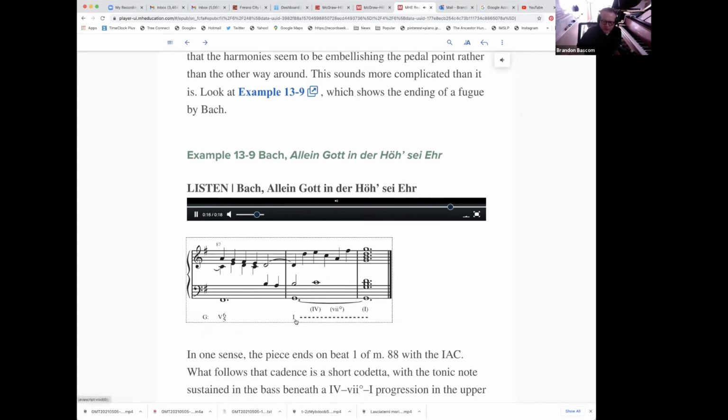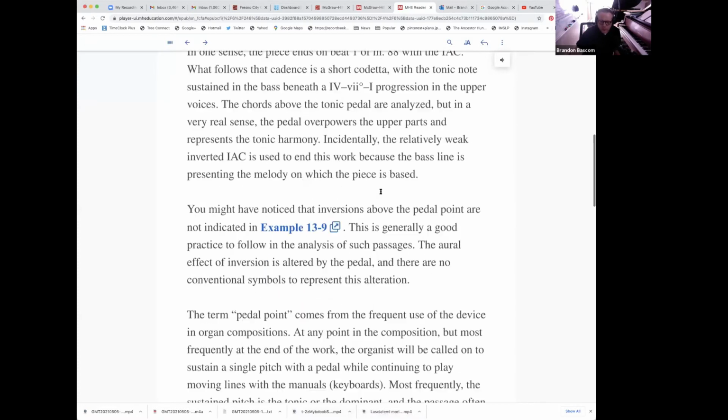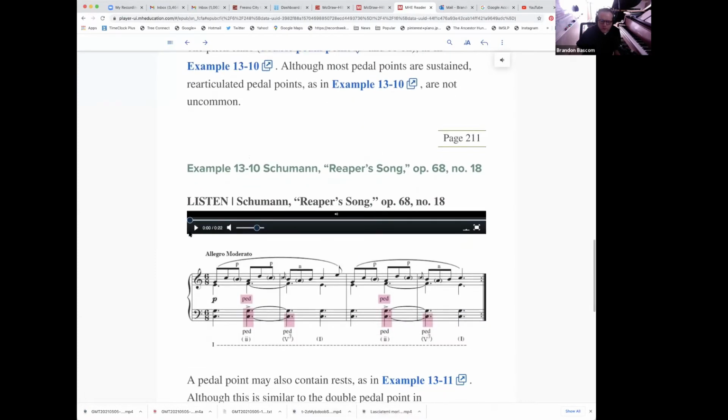So here it's a chord tone, here and here it's not, and then here it is a chord tone. That's not true. I guess it is true. I still think it's a chord tone when it's part of the 4 chord, but it's definitely not when it's part of the 7 chord. Example 13-10.